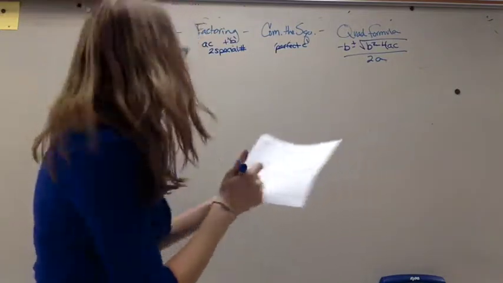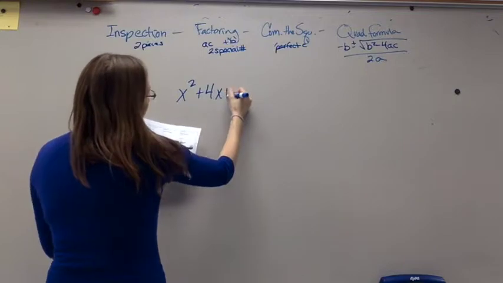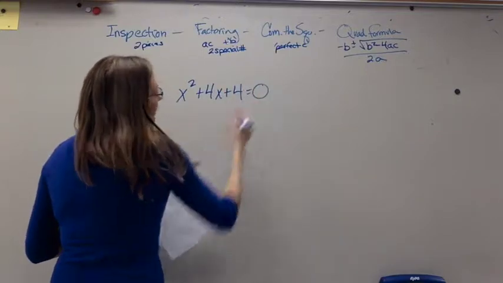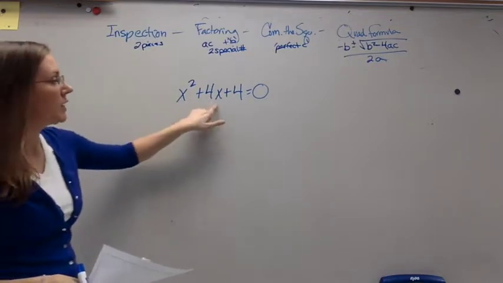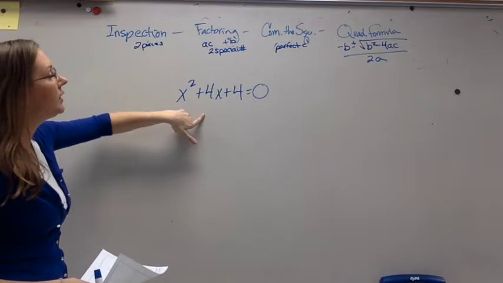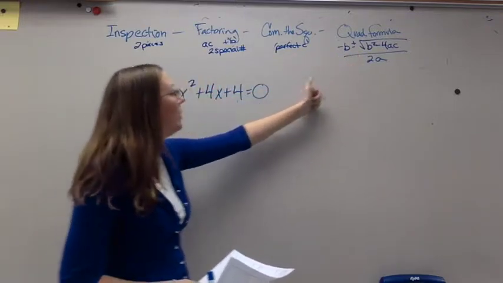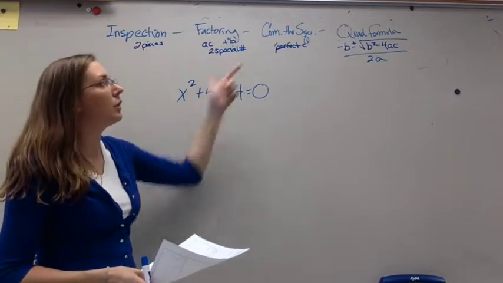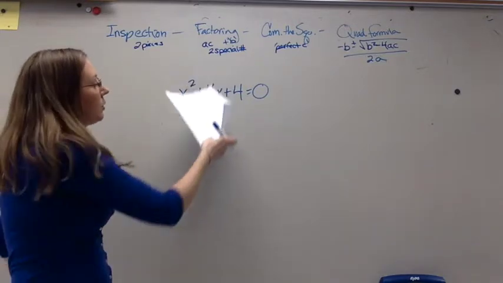So let's look at our first problem. We have x squared plus 4x plus 4 equals 0. I can tell you right now, it's not going to be inspection because it has 3 pieces, so that is not an option. Okay? To solve this, I could use maybe any of these 3. I would not choose quadratic formula right now because, if anything, I could factor or complete the square. My advice to you is check and see if factoring works first.